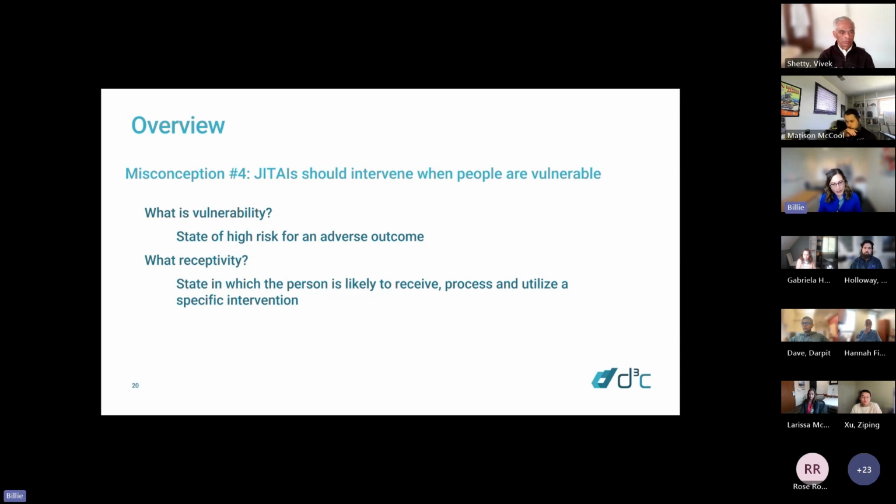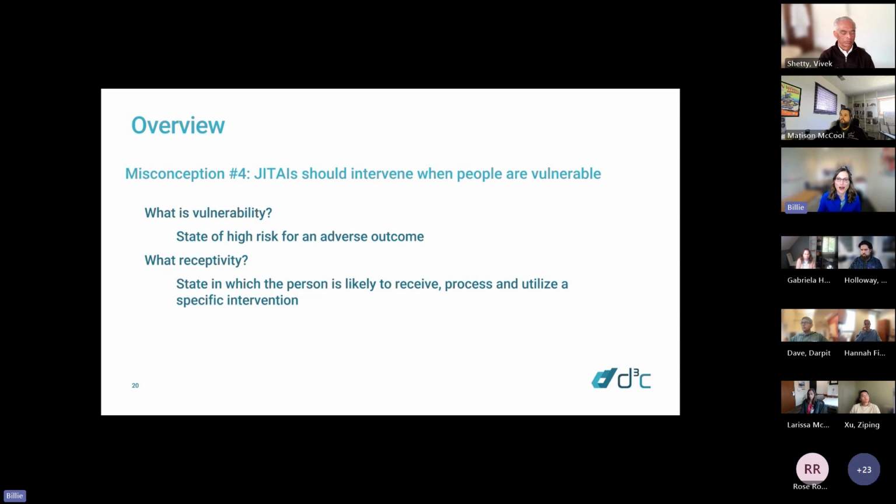So what is a state of vulnerability? It's a state of high risk for an adverse proximal outcome. Think about craving. It's a state of vulnerability for binge eating. Or stress. It's a state of vulnerability for smoking lapse. Now, the reason we want to intervene when people experience these states is because we want to be able to break the link between the state of vulnerability and the adverse outcome. We want to prevent the state of vulnerability from leading to an adverse outcome, right? It makes perfect sense. So what's the problem?